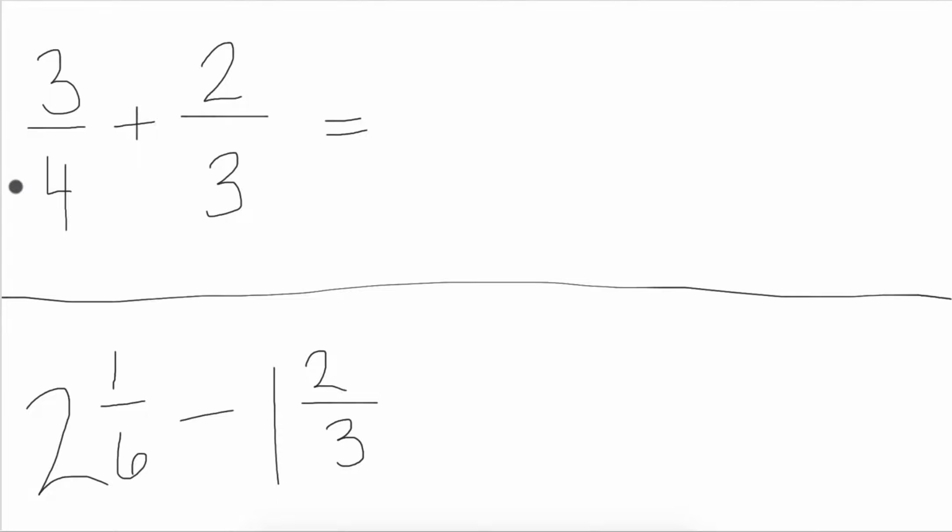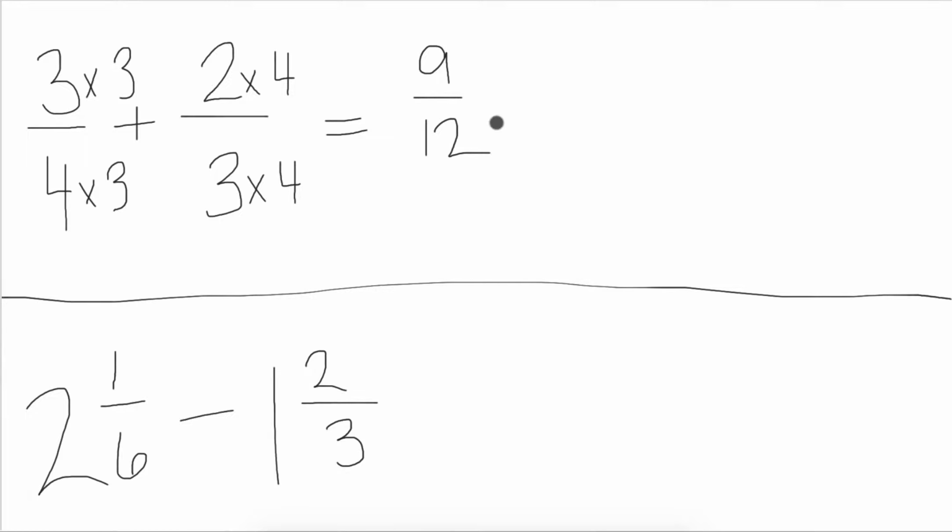The common denominator for these two would be 12. So we're going to multiply each of these by 3 and each of these by 4. That will give us our new common denominator. And our new fractions will be 9/12 plus 8/12.